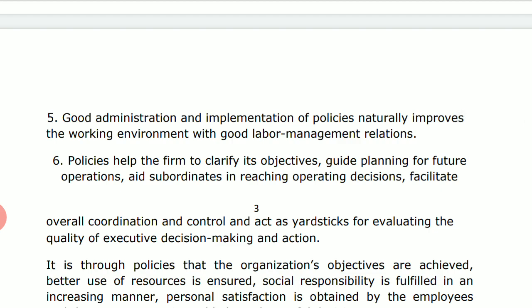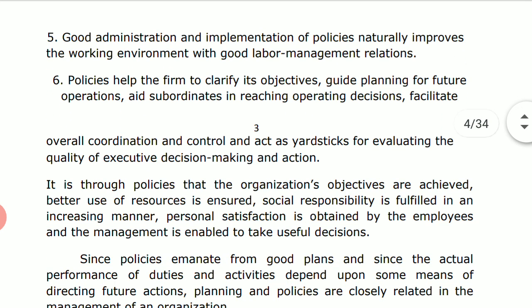Next advantage is, good administration and implementation of policy helps to improve the working environment, and there is a good labor management relationship, because you know how you have to perform. So every now and then you don't have to ask, and everything is lucid, everything is clear and simple. So even the labor, that means lower level employees or subordinates, will come to know how our management expects us to work. So there are fewer conflicts among them, and good labor management relationship can be maintained.